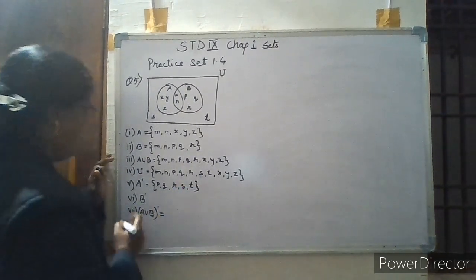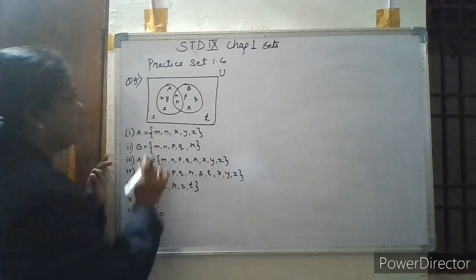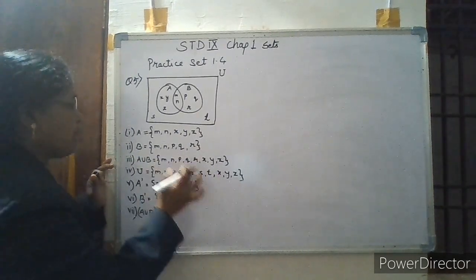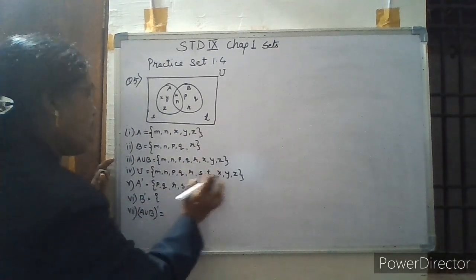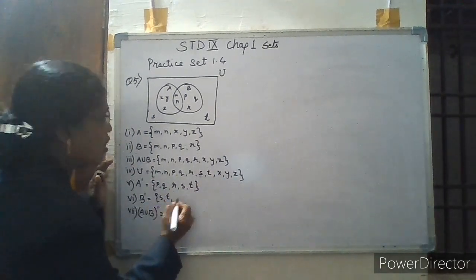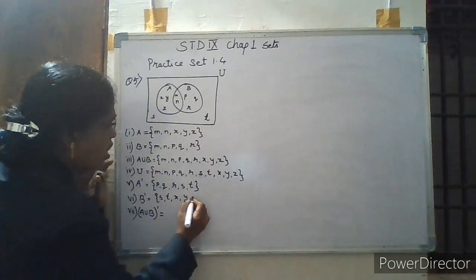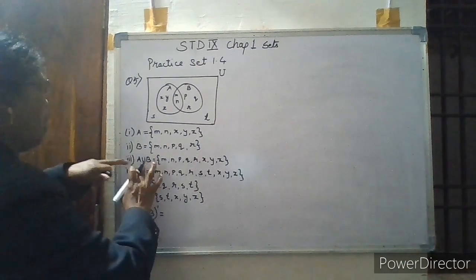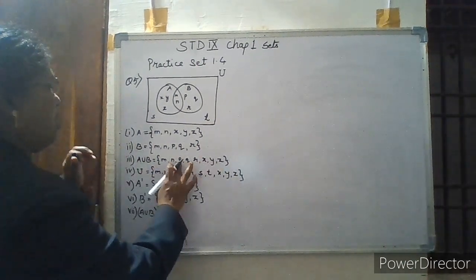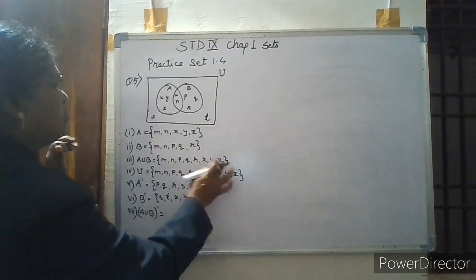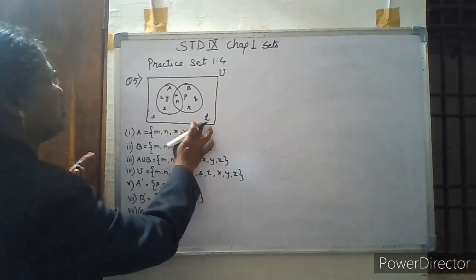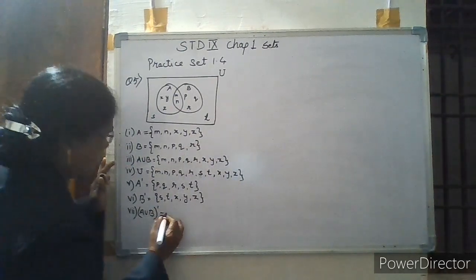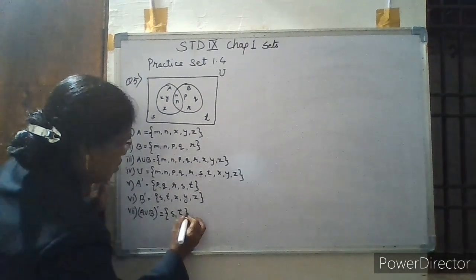In the same manner, complement of B. Look at this. Leave these elements, M, N, P, Q, R, and the rest, which are there in the universal set, are S, T, X, Y, Z. Then A union B complement. A union B we have already found out: M, N, P, Q, R, X, Y, Z. Leave all these elements, then S and T are the only extra elements. So that will be A union B complement: S and T.